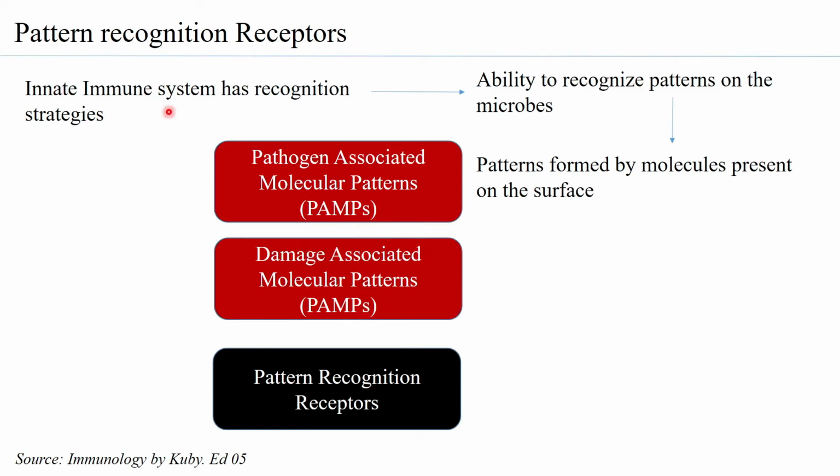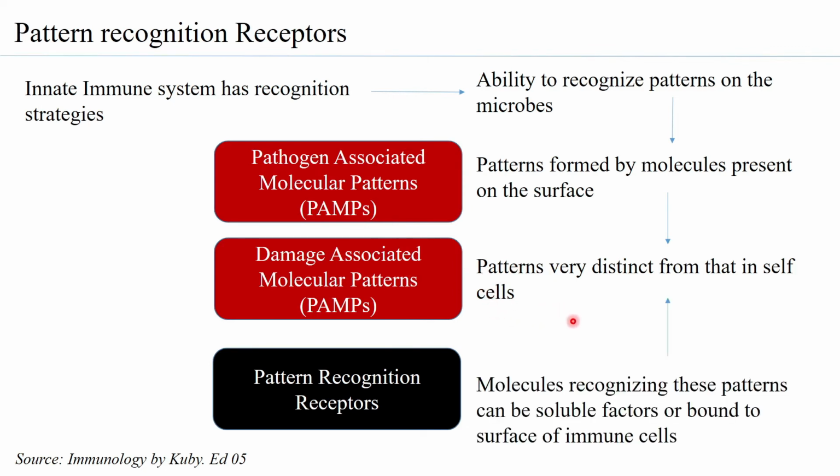So the innate immune system is able to recognize both PAMPs and the DAMPs. Sorry, over here it should be DAMPs. And this is important because these molecular patterns being recognized by the innate immune system, it is able to generate a response very fast. These patterns that are present on the microbes or on the damaged cells are very different from those present on the normal cells, and therefore you're able to easily distinguish between the two.